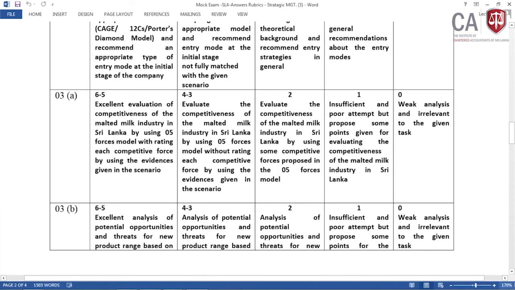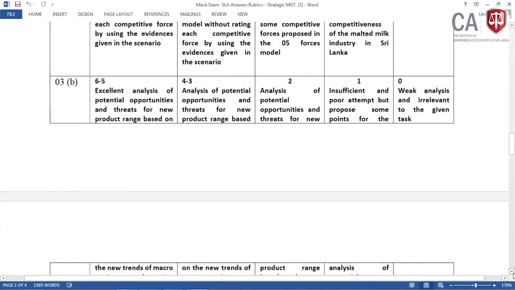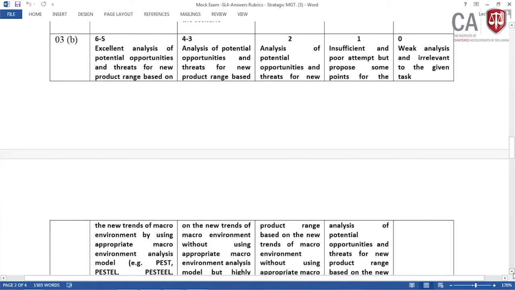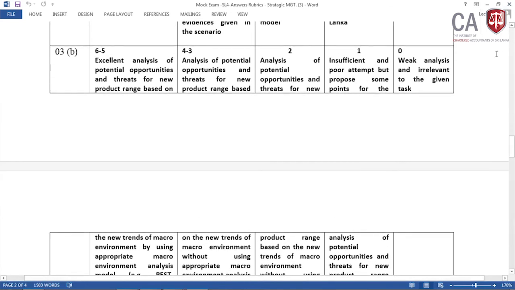Depend on how you have analyzed this. Part B, it was raised about the opportunities and threat in the macro environment. We have done excellent analysis of potential opportunities and threat for new product range based on the new trend of macro environment by using an appropriate macro environment analysis model, like PEST. Specially, we use PEST actually. You can get more marks, actually we identify more points.